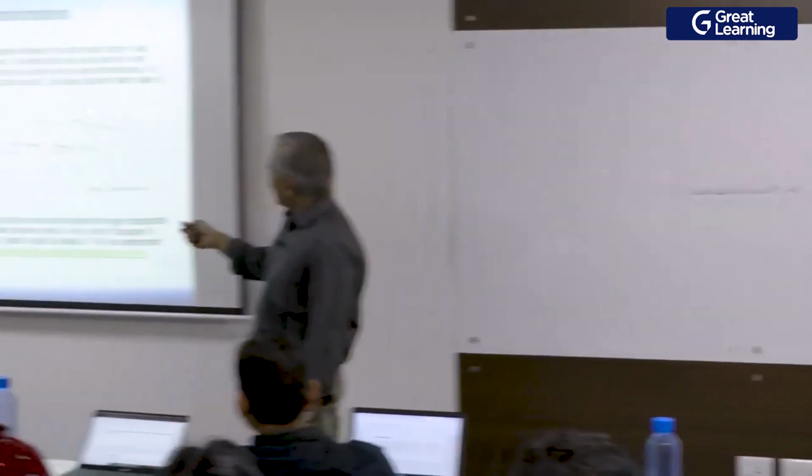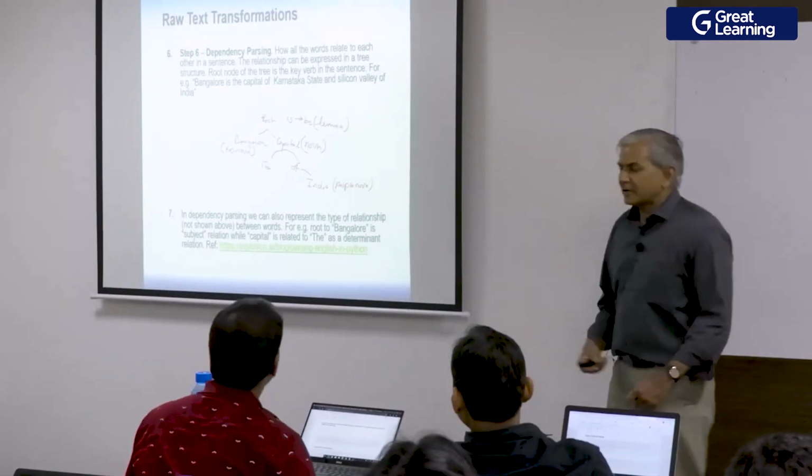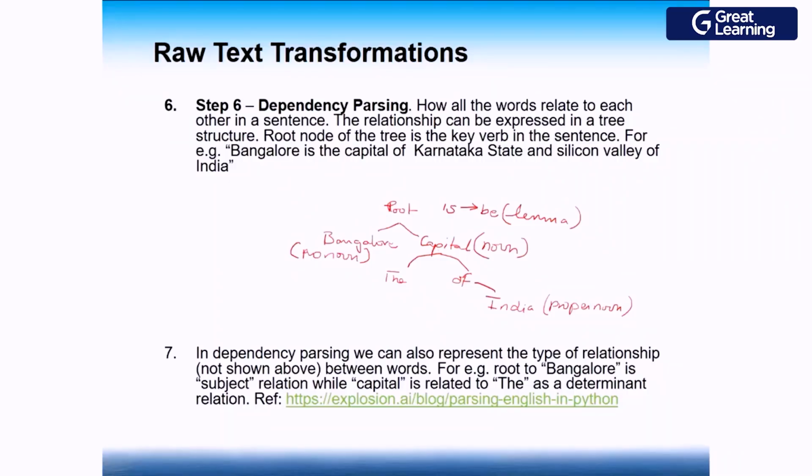You can actually go and find out the relationship between the words, how these are related. The root word, which can be lemmatized, is basically "be". This root word connects these two words, Bangalore and capital. Bangalore is a pronoun, capital is a noun. All this analysis it does on the fly today using natural language processing methods.